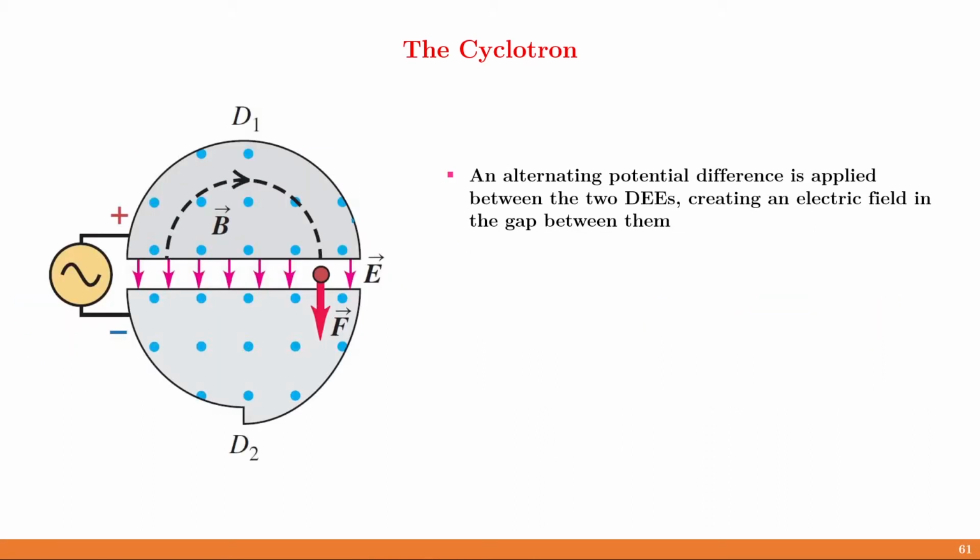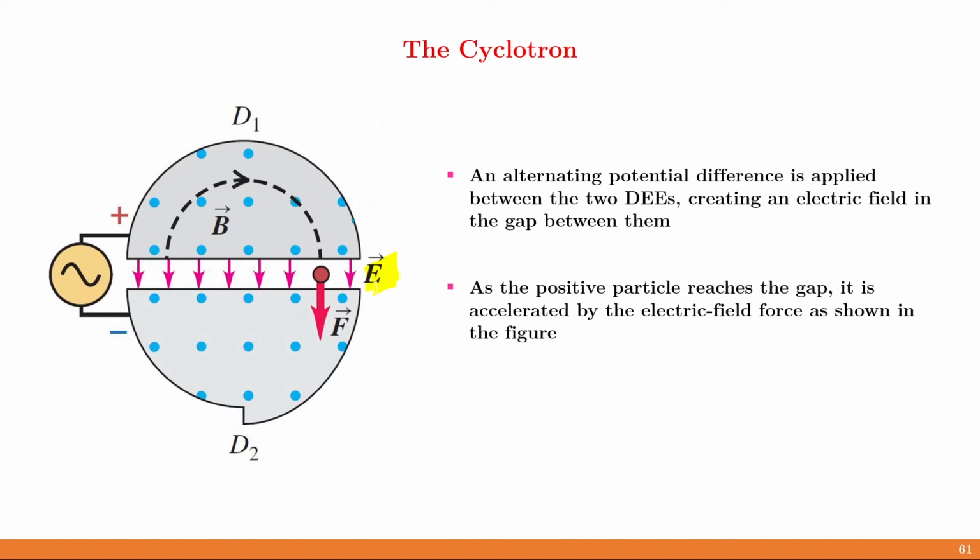This figure shows the top view of the D arrangement. What you see in blue color are the axial magnetic fields. The radial path of a moving charge is indicated by the dark broken line as shown here. There is an alternating potential difference applied between the two Ds that creates an electric field in the gap between them. As the positive particle reaches the gap, it is accelerated by the electric field force as shown in the figure.